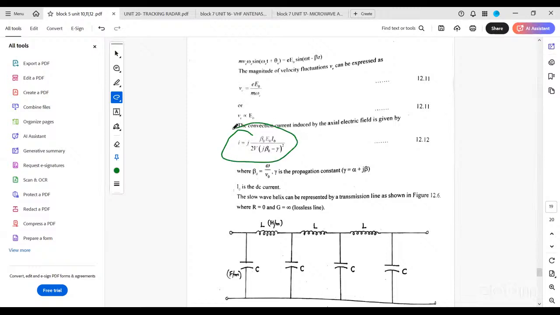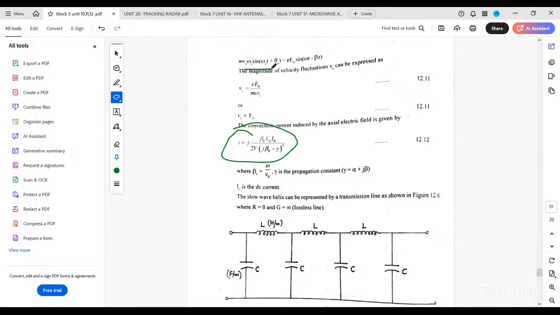After substituting in 12.8, current value is calculated. What is current value? How is it substituted? Just cross check in which place it is substituted. 12.8. M is as it is. In place of dV by dt, what is substituted?